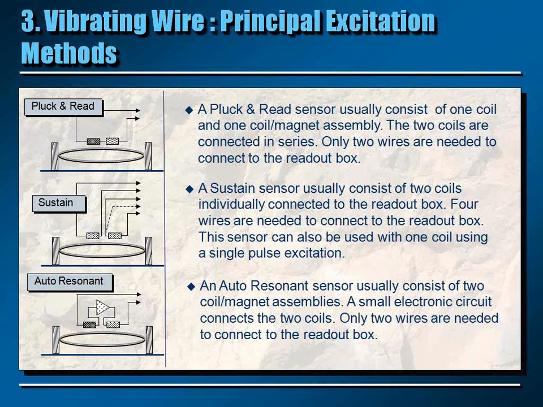And finally, the last method, the auto resonant. This is not very common. This is the Geonor gauge manufactured in Norway that are based on this principle. In that case, the sensor itself will include small electronic circuits that will be connected to the coil. So I won't talk much about this method because it's not a common method here.